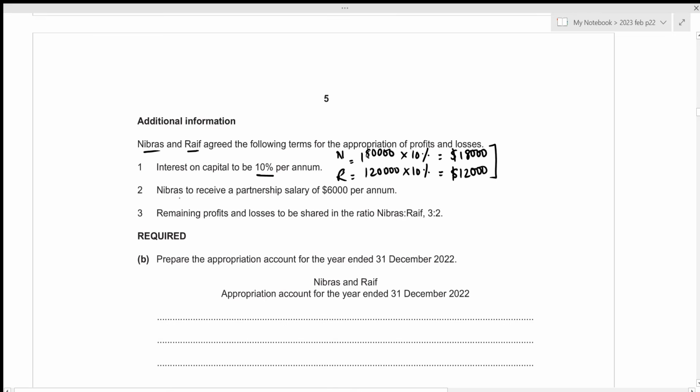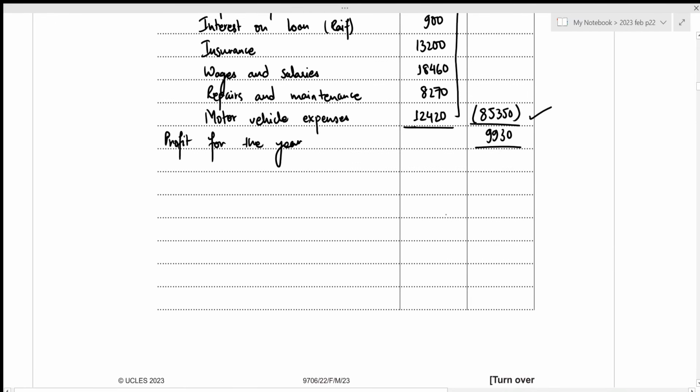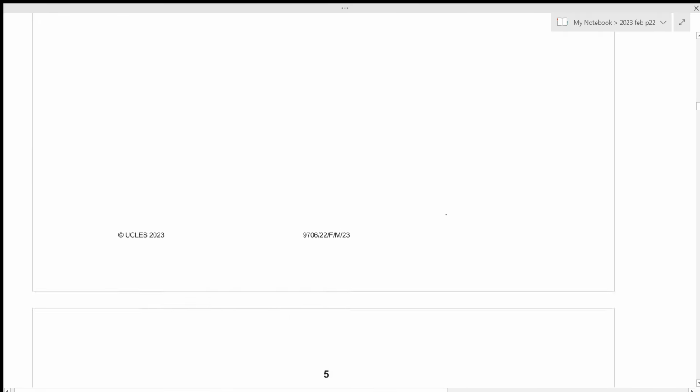Then we have Nibras to receive a partnership salary of 6,000 per annum, and the remaining profits and losses to be shared in the ratio Nibras to Raif 3:2. We are not given any of the information regarding our interest on drawings, which means that there will be no interest on drawings. Now, we need to prepare the appropriation account for the year ended 31st December 2022. We first start with whatever profit for the year that we have figured out from our statement of profit or loss. And we just figured it out to be 9,930. So let's start with that amount.